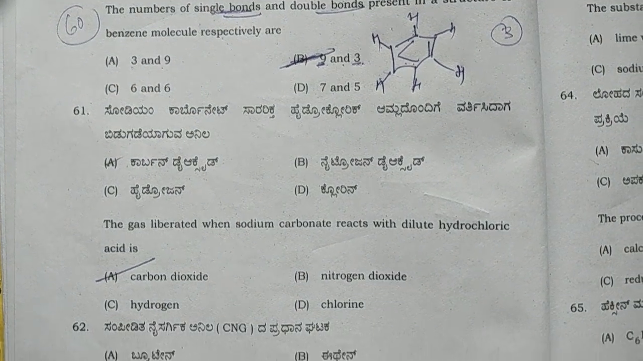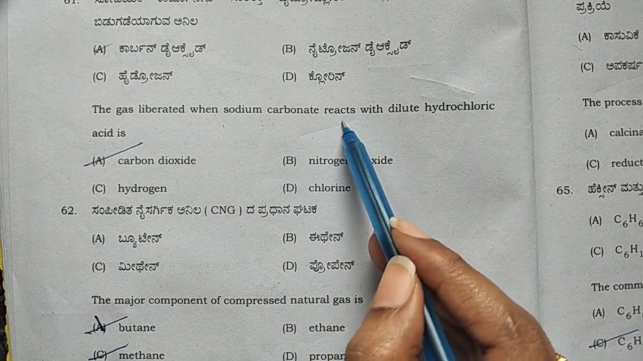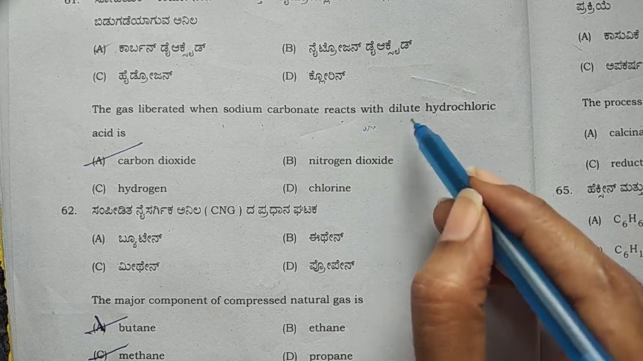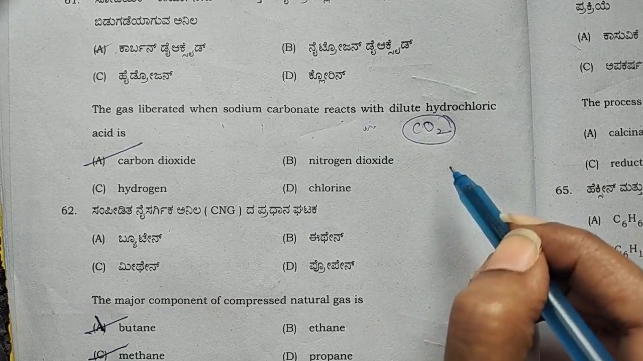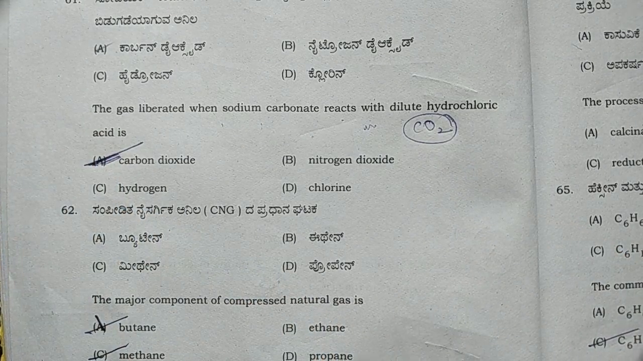Coming to 61st question. The gas liberated when sodium carbonate reacts with dilute hydrochloric acid. When metal carbonates react with hydrochloric acid, you will get carbon dioxide gas. So option A is the correct answer for 61st question.